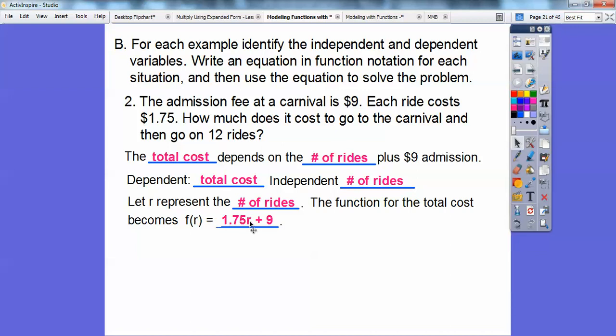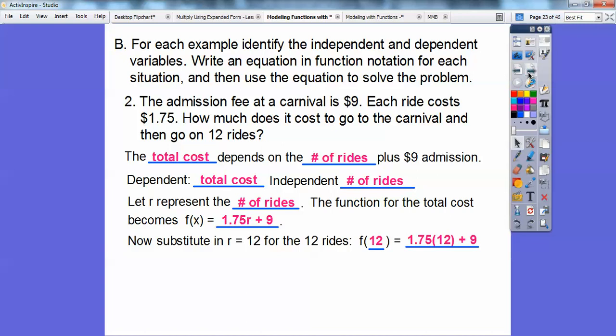So we're going to substitute in r equals 12 because they did 12 rides. It said 12 rides right here. So f of 12 is going to be $1.75 times 12 plus 9. What you can do is think of this as $1 plus 75 cents. So it would be 12 times 1 plus 12 times 0.75, which is 3 quarters.